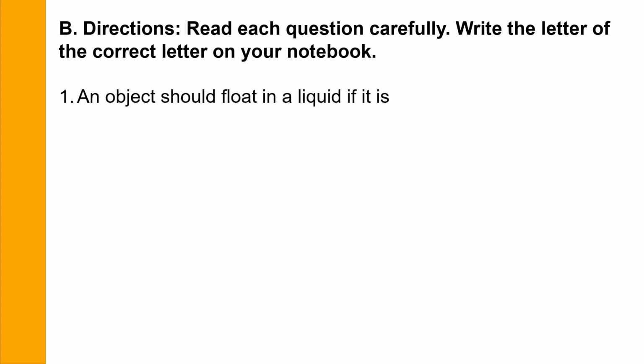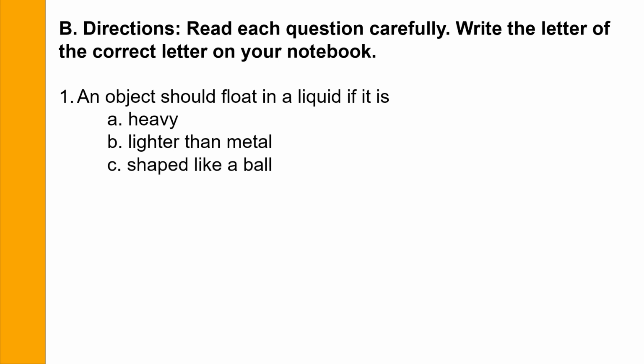Number 1. An object should float in a liquid if it is A. Heavy, B. Lighter than metal, C. Shaped like a ball, or letter D. Less dense than the liquid. What is your answer? Very good. An object should float in a liquid if it is less dense than the liquid. So the answer is letter D.